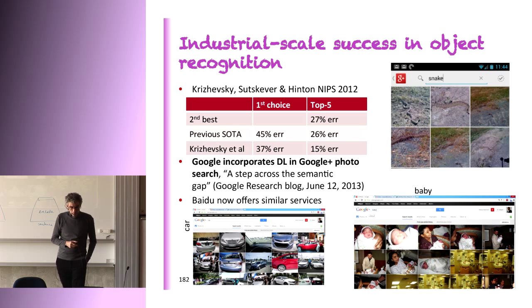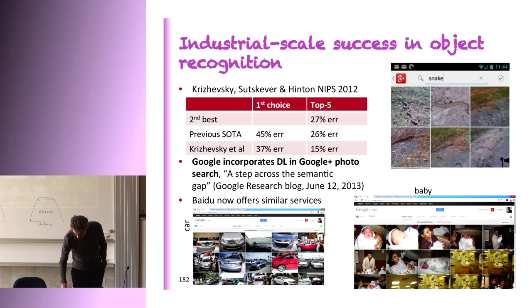And it worked so well that it's now been incorporated in all kinds of products, including if you use Google Plus to organize your pictures, and you search through your photos, and you use one of these 1,000 words that it knows, it works fairly well. So here are some examples that work.